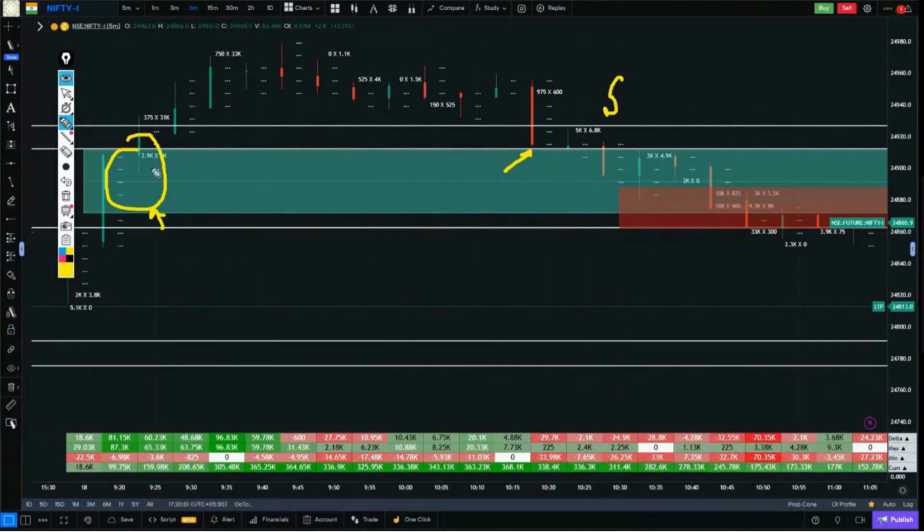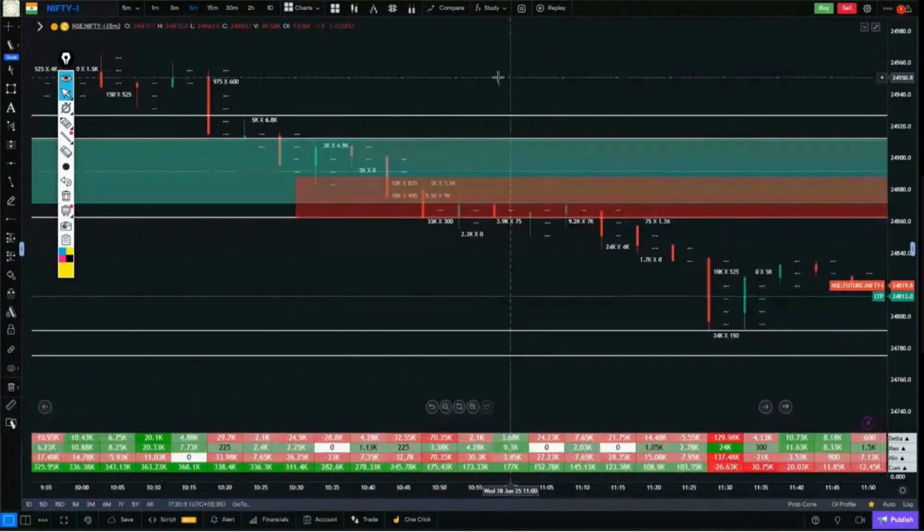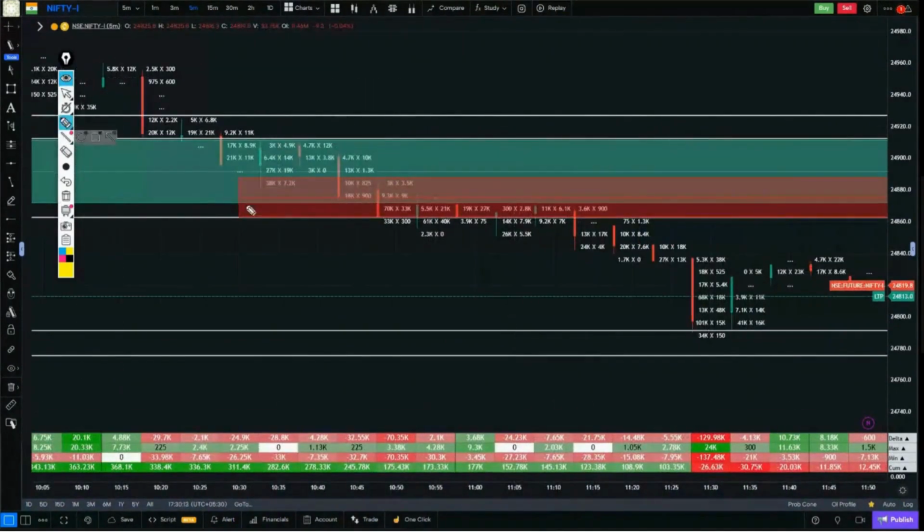And see here, whenever there is any reason to buy, everything should be in favor of the buyers, and whenever there is a reason to sell, everything should be in favor of the sellers. Like, there has been significant selling, and now there is a pullback, but there is no positive delta at all. Again, we are in selling here.